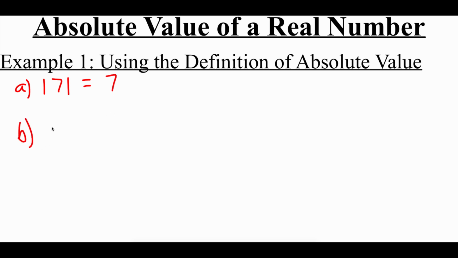In our next example, we're going to look at the absolute value of negative 4. Here we've got a negative number, and looking at our definition, if our a value is less than 0, then our answer is the opposite of a. So the opposite of negative 4 is positive 4.